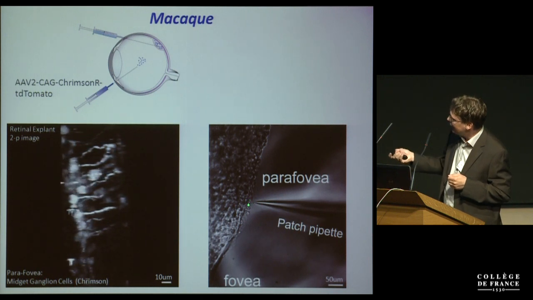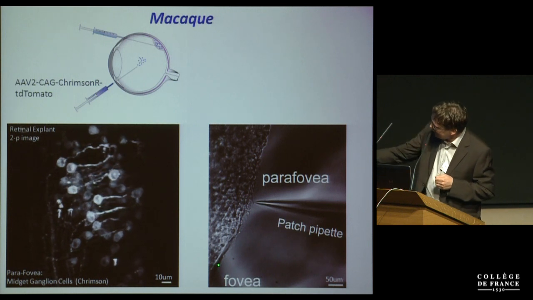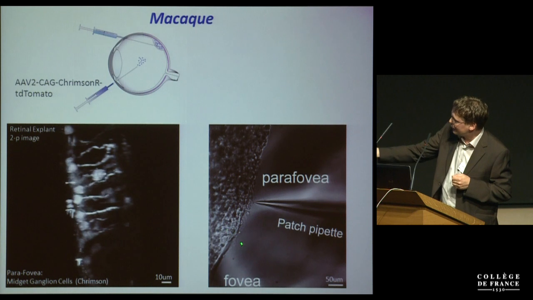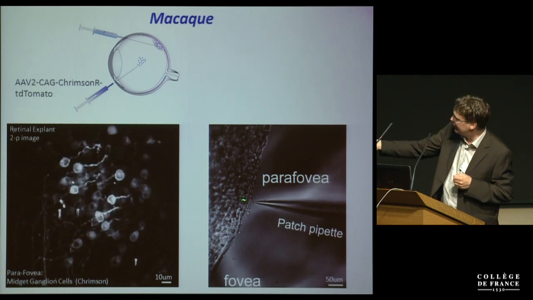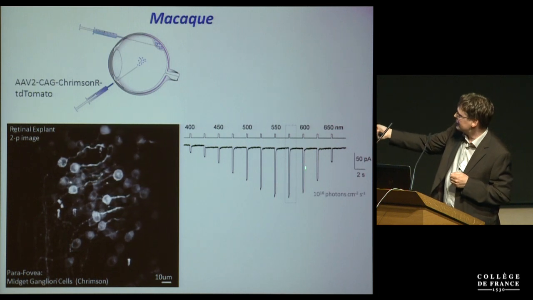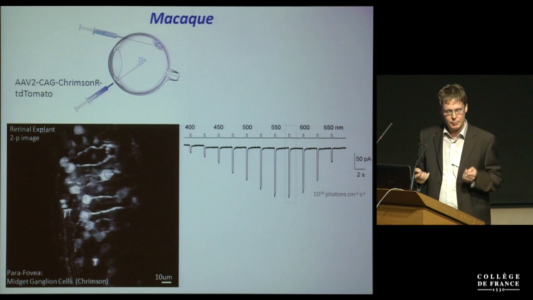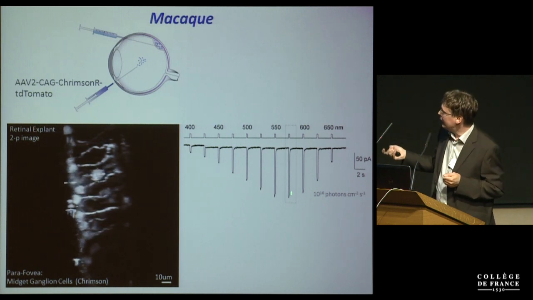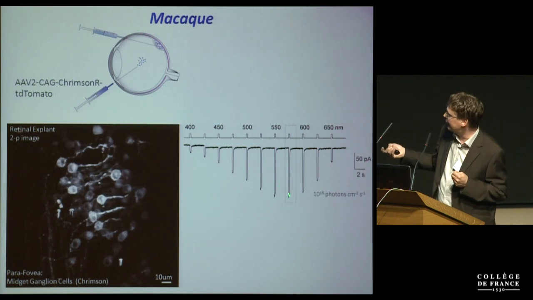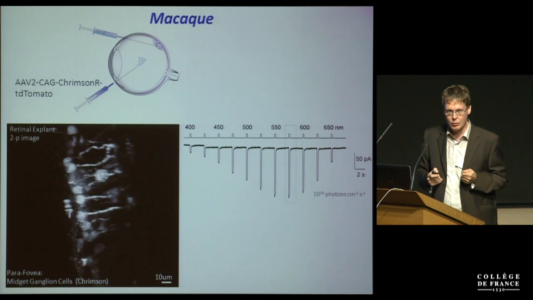And you see here the first cells coming up next to the fovea. So here you see there are no ganglion cells. This is the photoreceptor-only region, and here these are the first cells coming up. And this shows the action spectrum. And we got, at 10 to the 16th photons per square centimeter per second, a very high signal-to-noise response, very clean responses. So we can go down with the light intensity by 2 orders of magnitude.